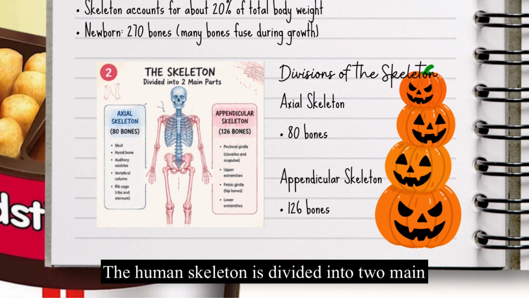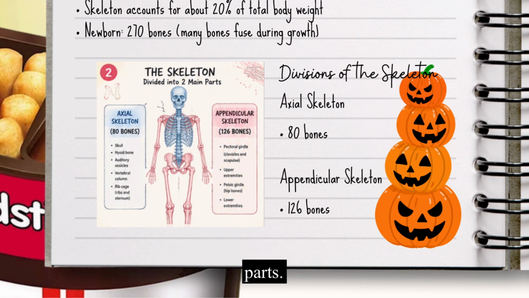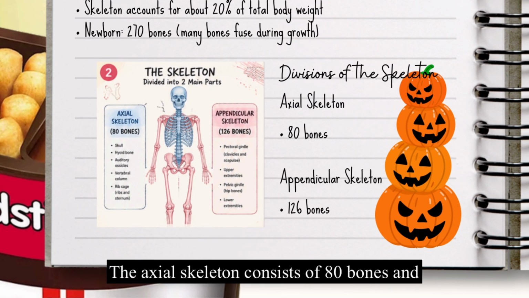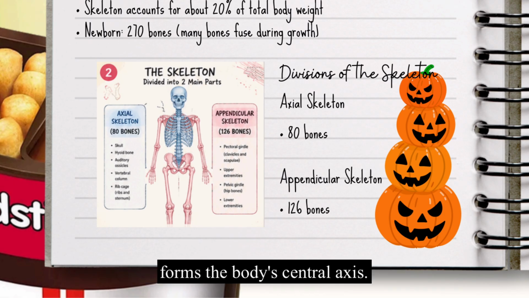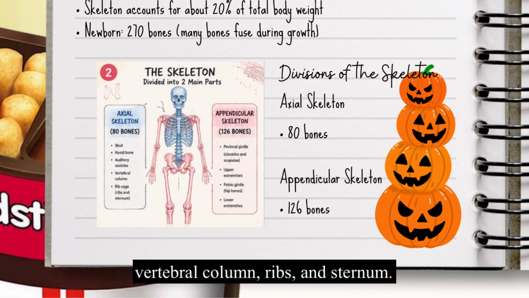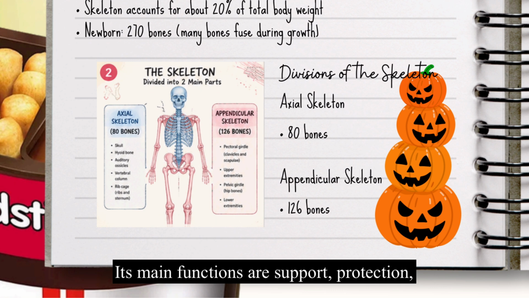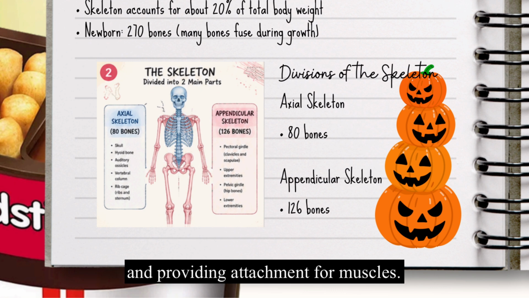The human skeleton is divided into two main parts. The axial skeleton consists of 80 bones and forms the body's central axis. It includes the skull, vertebral column, ribs, and sternum. Its main functions are support, protection, and providing attachment for muscles.